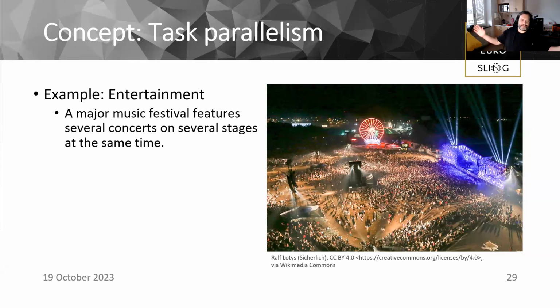If it's a big party, you have alternative bands at one stage, you have home bands at the other stage, you have mainstream popular bands at the third stage, and everybody chooses where to go, and you can run it in parallel. So the people are happy, so they're not protesting, oh, why do I have to sit through 2 hours when this band I don't like is playing there. Okay, so this is task parallelism.